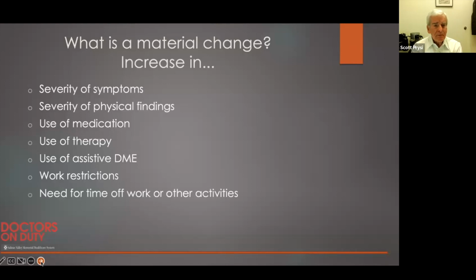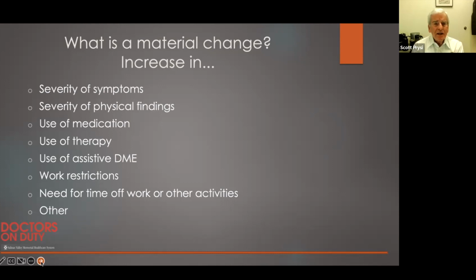Next slide. Need for time off work or change in activities. So now does the patient need a brief period of time away from work, or is the employer going to reassign the person to another job that potentially the employer would call normal work or restricted work, but represents effectively an increase in restrictions on work? Is that happening? And either of those would suggest there's a material change in the condition. Next. And then just other, there may be something else that represents a change.